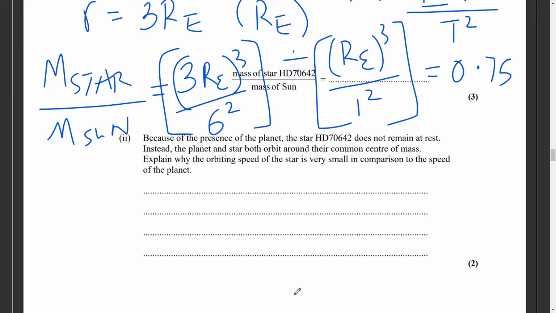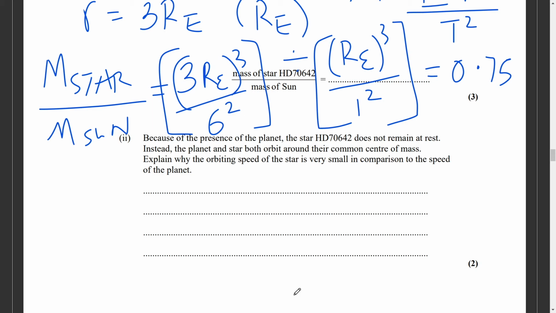All right, so because of the presence of the planets, the star does not remain at rest. No, it doesn't. Remember, a star is very fluid. It's a ball of gases. Instead, the planet and the star both orbit around their common center of mass. Explain why the orbiting speed of the star is very small in comparison to the speed of the planet.